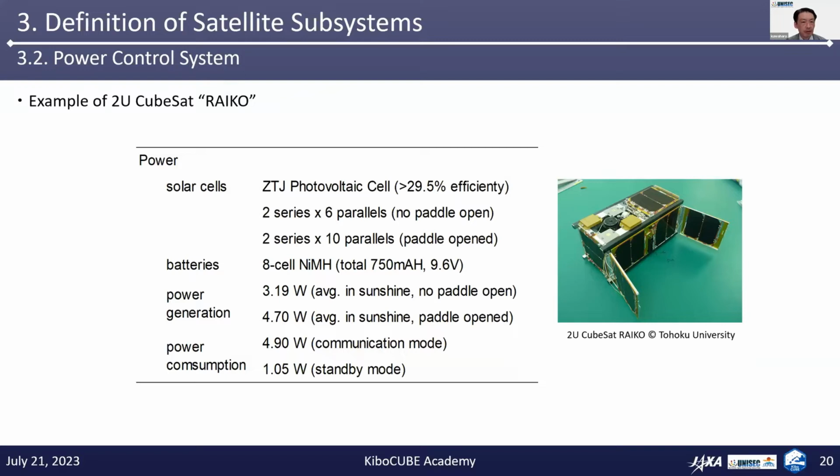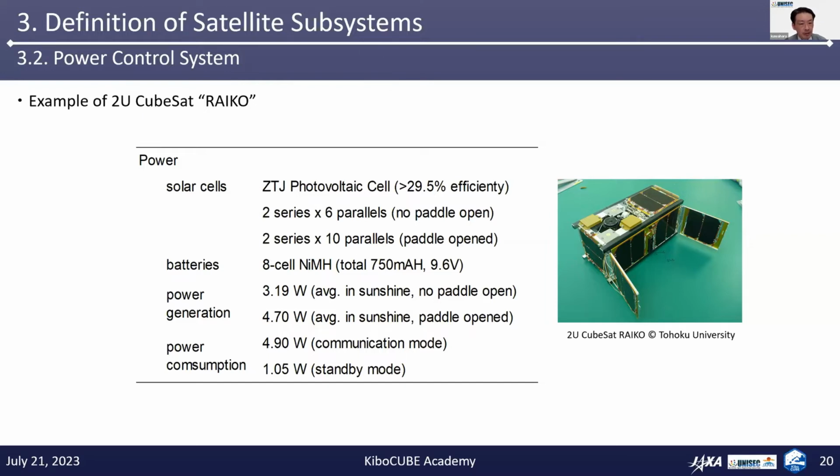Here I have an example of a power control system. This is a 2U CubeSat RICO developed by Tohoku University. This satellite is the world's first CubeSat released from the ISS. This table summarizes the specification of the power generation, power storage, and power consumption of the CubeSat. The power generation of this satellite was on average about 3.2 watts without the solar panel deployment and 4.7 watts after the panel deployment. You can imagine the order of available power for your satellite too, from this example.